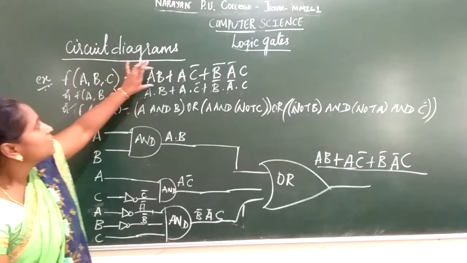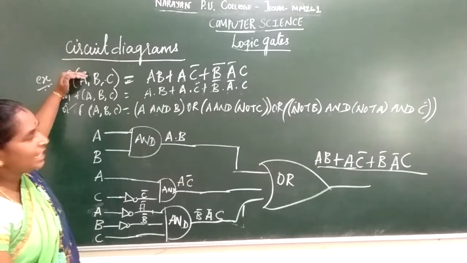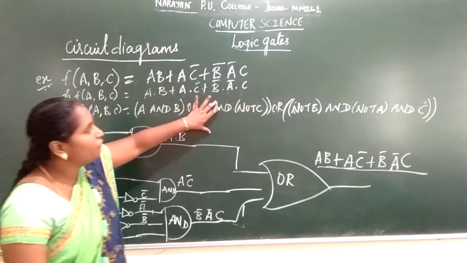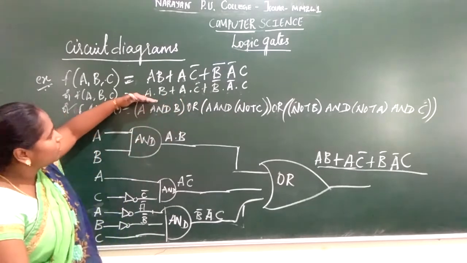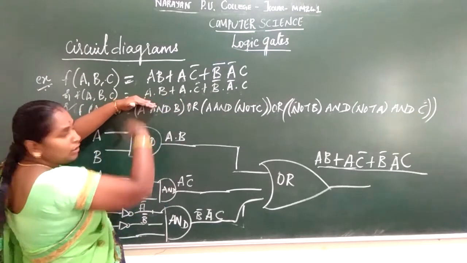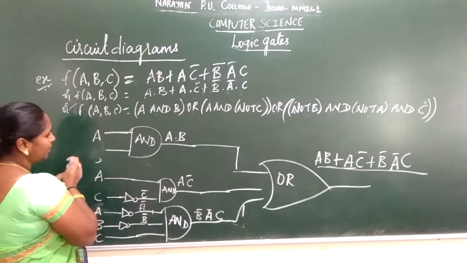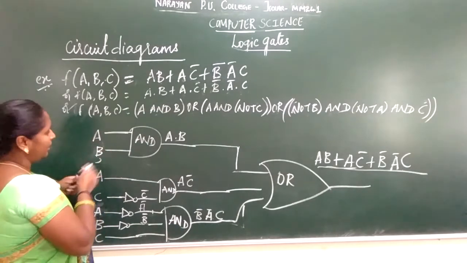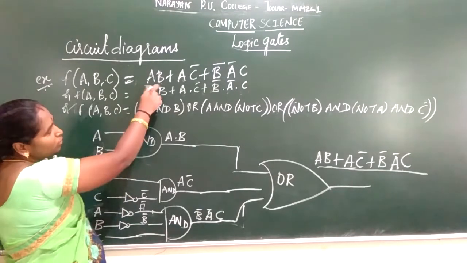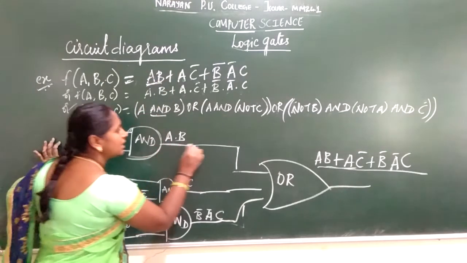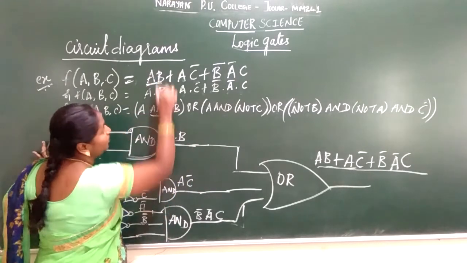Once again I will explain. First you consider an expression. After consideration, this can be written in this particular form for your understanding. If you can write it in this form, you can directly draw a logic circuit. So first I have taken the first combination, that is AB. I am using an AND operation, so I have used an AND gate. The result produces A dot B.